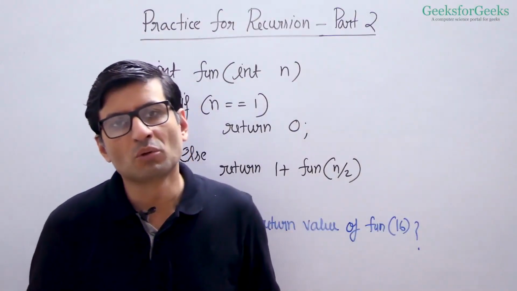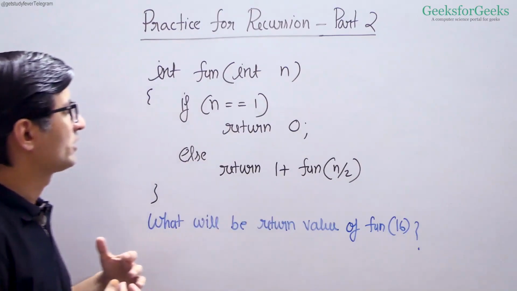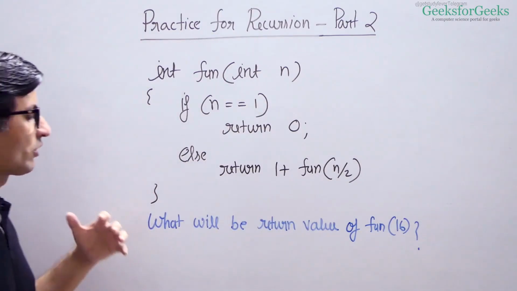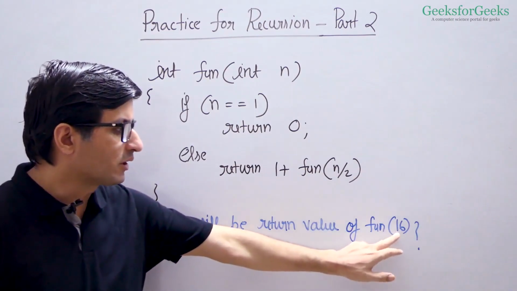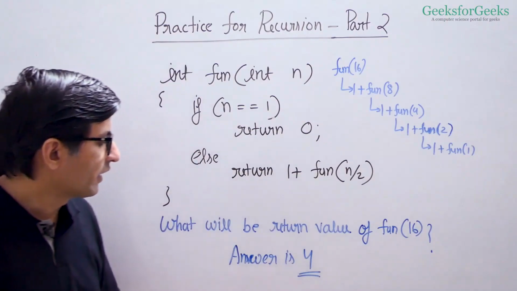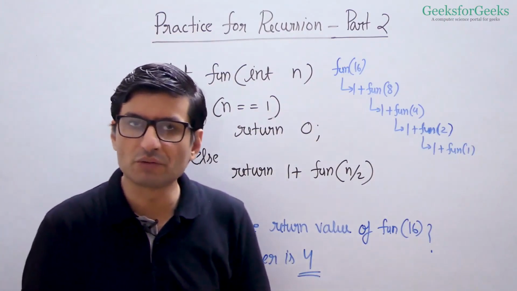Let us now do some more questions on recursion. Please take a closer look at this recursive function and try to guess the output, or return value, of this function for input n equal to 16. This function returns a value 4 for n equal to 16. Let's see how we get this value 4.